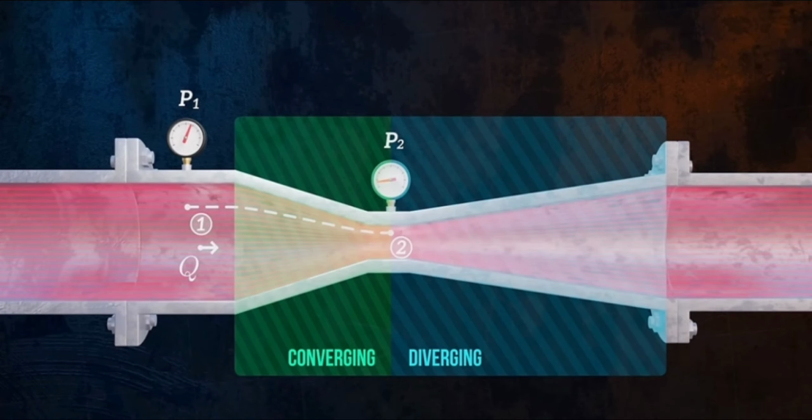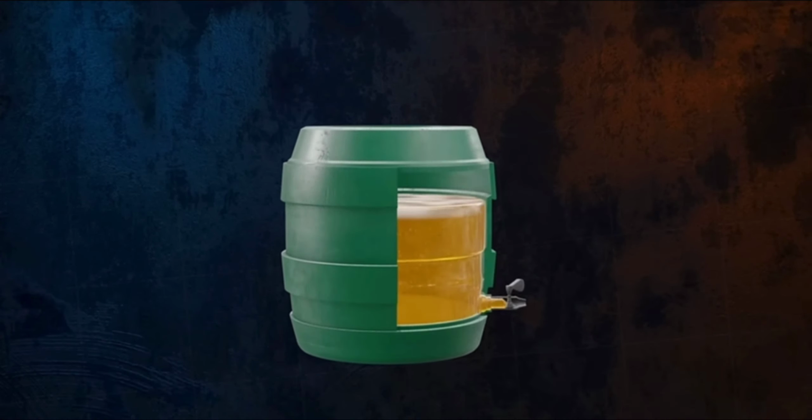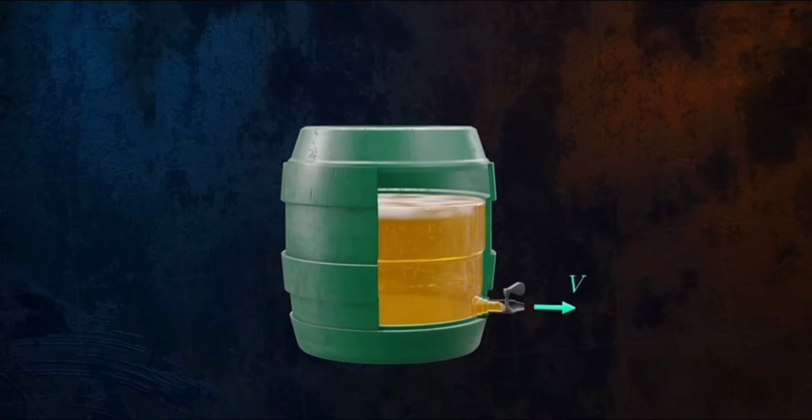Let's look at one more example where we can apply Bernoulli's equation. Say we have a beer keg, and we want to calculate how fast it will drain when we first open the tap. All we need to do is define our two points along a streamline and apply Bernoulli's equation.